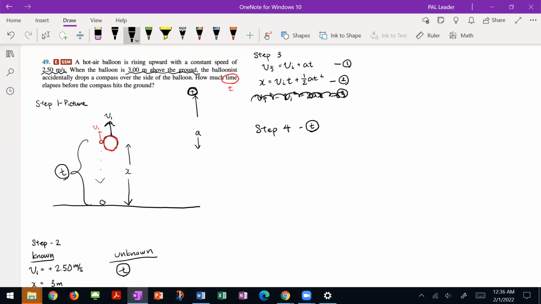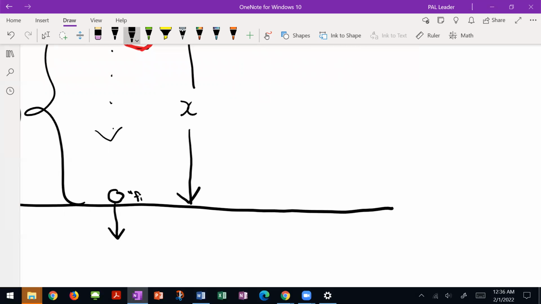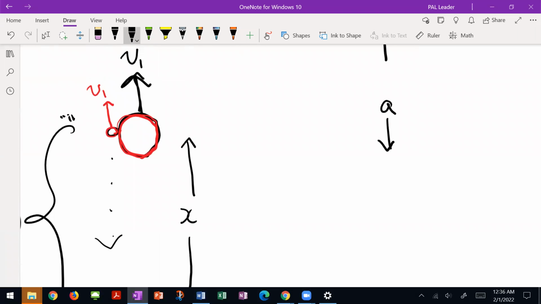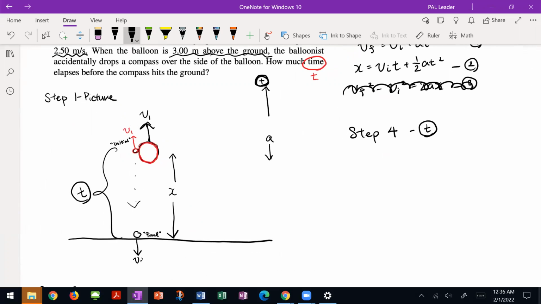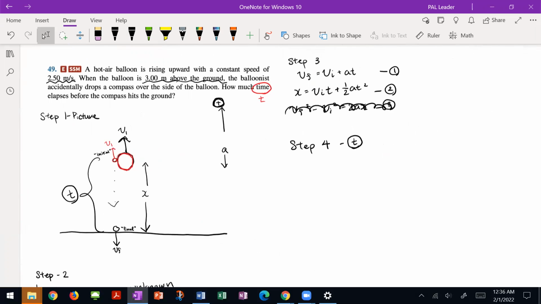So let's look at number 1. V final. What is this V final in our story? That is talking about what the velocity will be when the compass hits the ground, because this is going to be like our final, and this right here is our initial. So do we know the velocity when the compass hits the ground? No, we don't know that. So I don't think we can use number one.